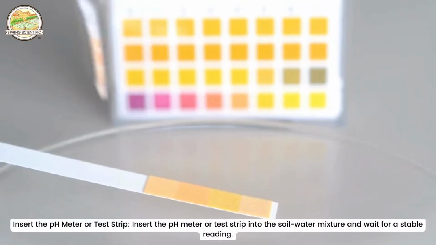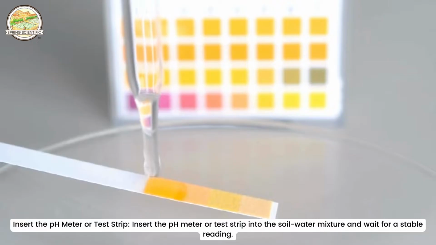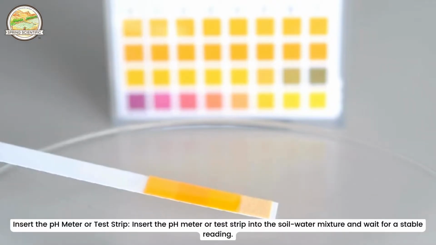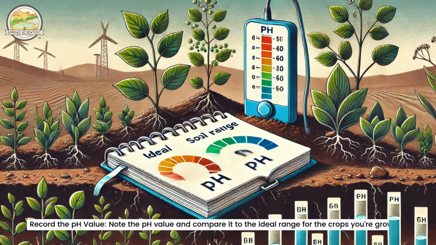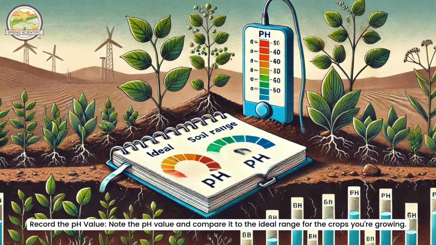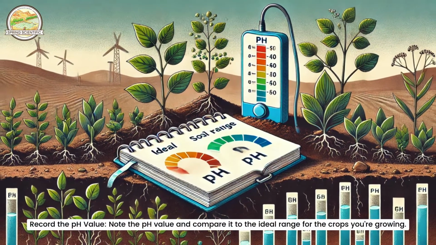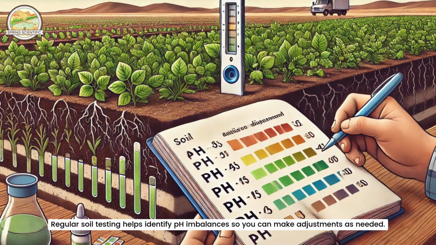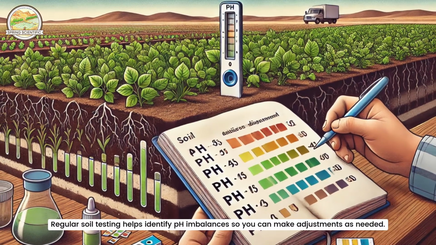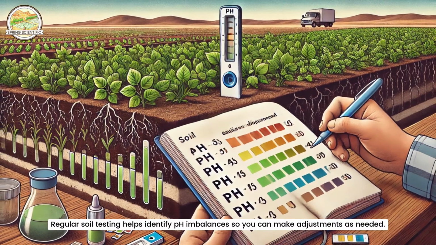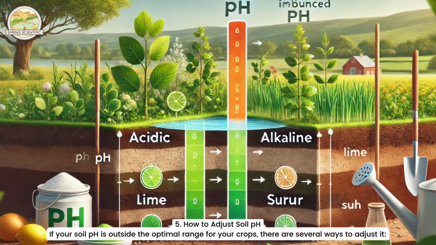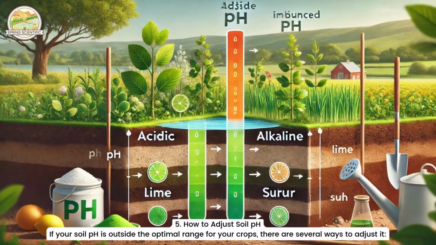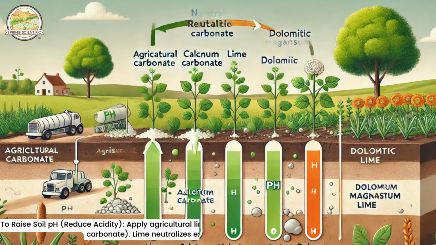3. Insert the pH meter or test strip. Insert the pH meter or test strip into the soil-water mixture and wait for a stable reading. 4. Record the pH value. Note the pH value and compare it to the ideal range for the crops you're growing. Regular soil testing helps identify pH imbalances so you can make adjustments as needed. If your soil pH is outside the optimal range for your crops, there are several ways to adjust it.